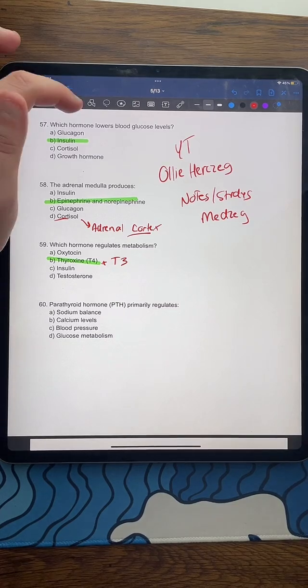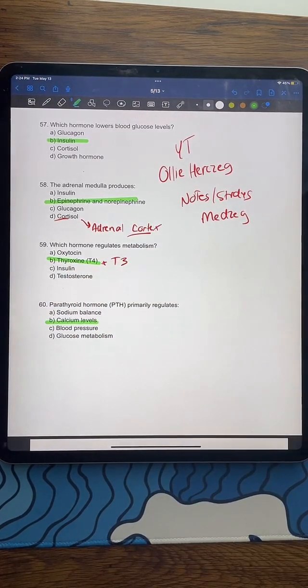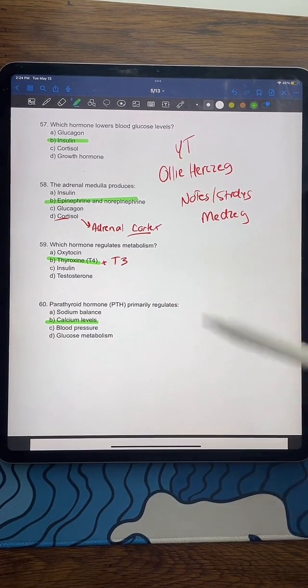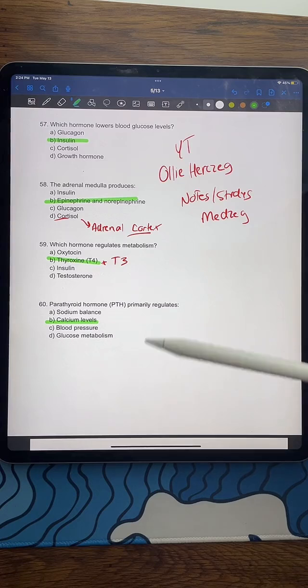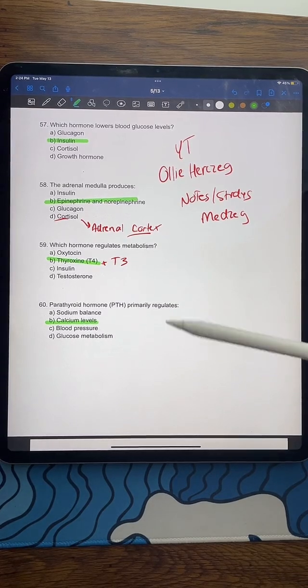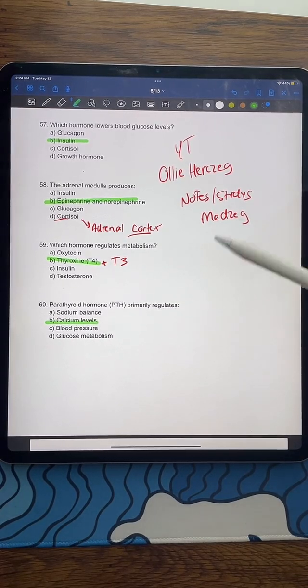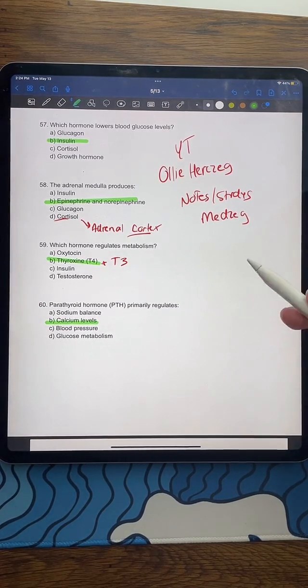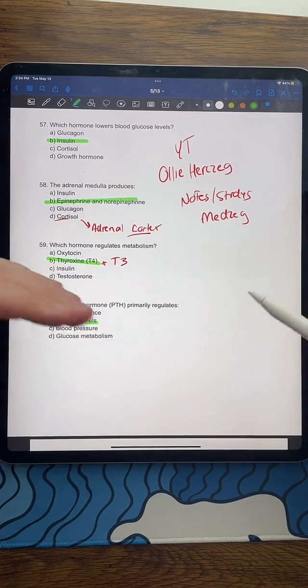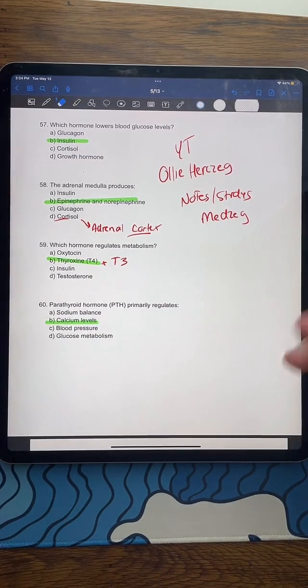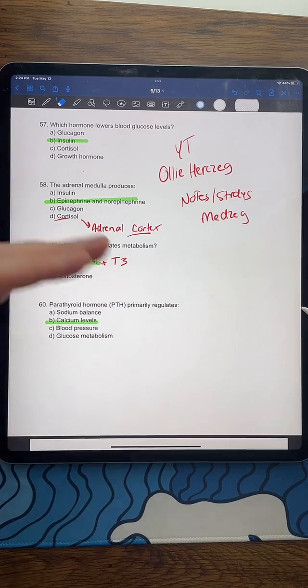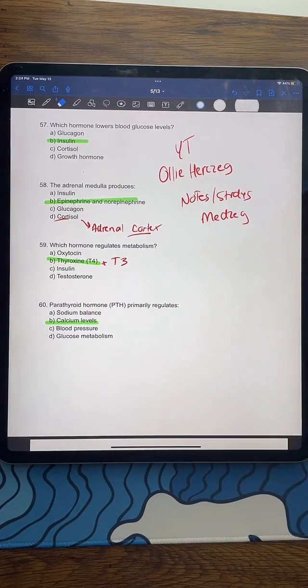And the answer is calcium levels. So parathyroid hormone increases blood calcium levels by stimulating bone reabsorption, calcium reabsorption, vitamin D activation. If we remember osteoclasts, it increases the activity of osteoclasts, which break down bone. Calcitonin will do the opposite of parathyroid hormone. It's going to decrease blood calcium levels by doing the opposite, so it would increase osteoblast, decrease osteoclast.